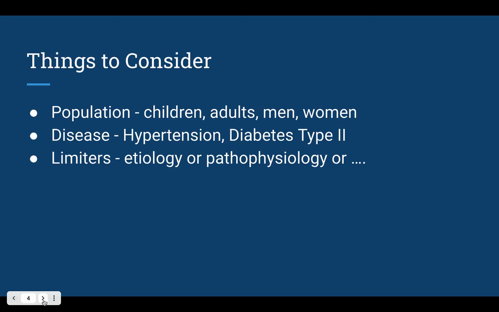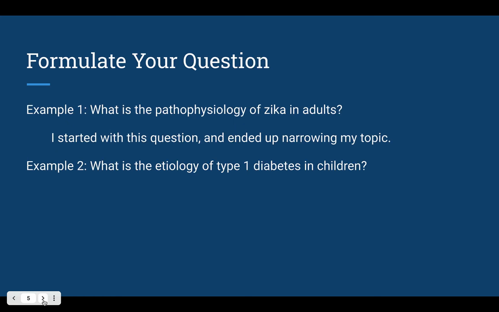Things to consider when you're looking for a topic. You can limit it to a population: children, adults, men, women. You can limit it to a certain disease: hypertension, diabetes type 2. You can put other limiters such as etiology or pathophysiology. And then you're going to formulate your question. What is the pathophysiology of Zika in adults?